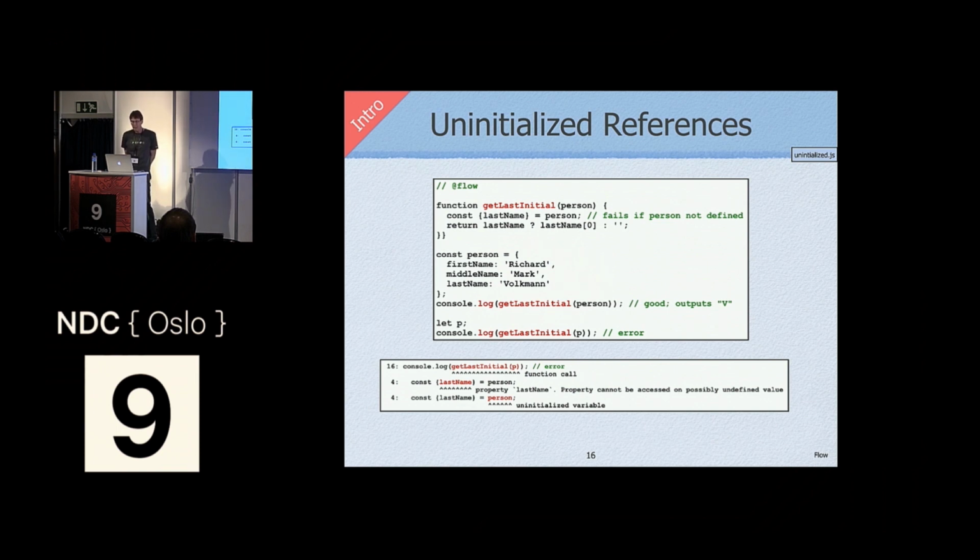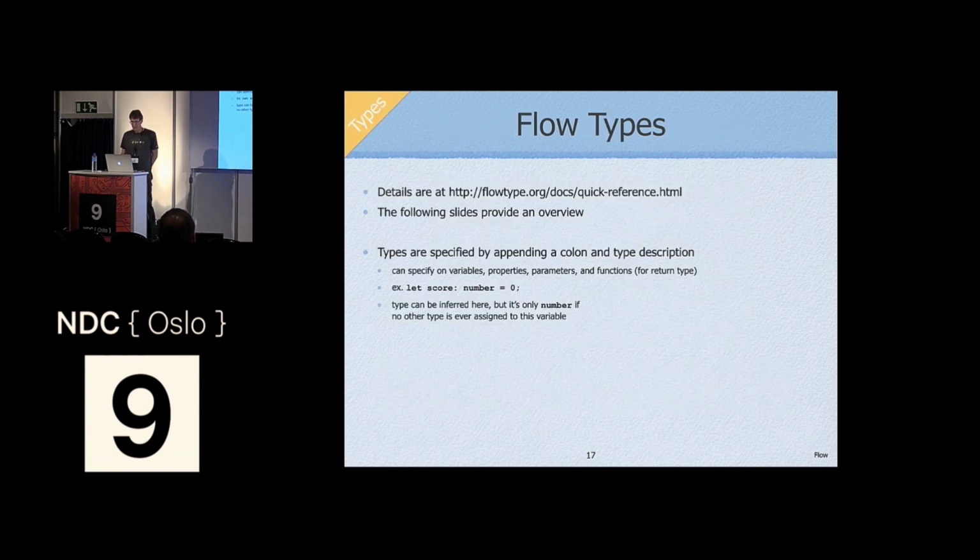And so below that, I create a person object. This one happens to have a last name, and then I call the function, and everything is good, and it outputs a V for me. But then I declare that variable P. I don't give it a value. It's undefined right now. I make the same call. That's going to give me an error. And Flow is going to say, hey, that's a possibly uninitialized value. So this is a really good thing. And when I first started using Flow, this was the number one kind of error it was catching for me. It wasn't the kind of thing where I passed a number, but it needed to be a string. It was that I didn't account for the possibility that something might be null or undefined. So I think this is a really good feature of Flow.